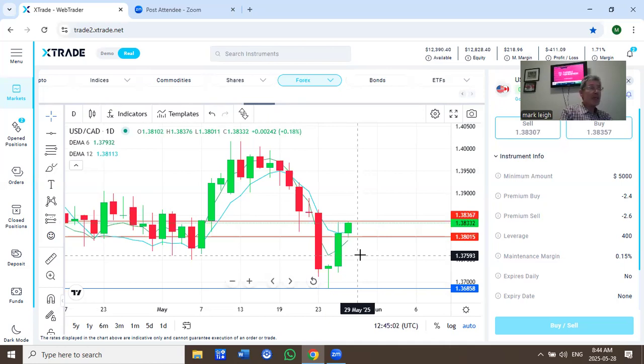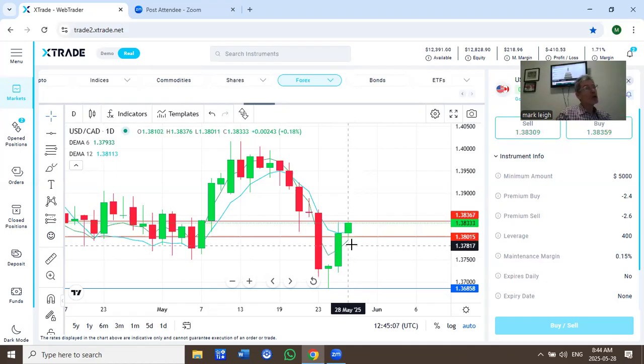We'll see if that can be maintained. We've got our resistance support levels to work with, whether we're looking for US dollar strength to continue or if we're going to see a turnaround. We do now have levels to work with.